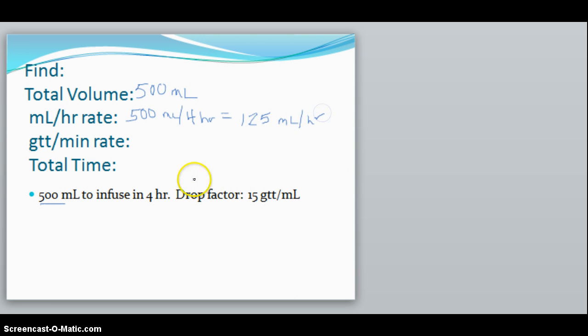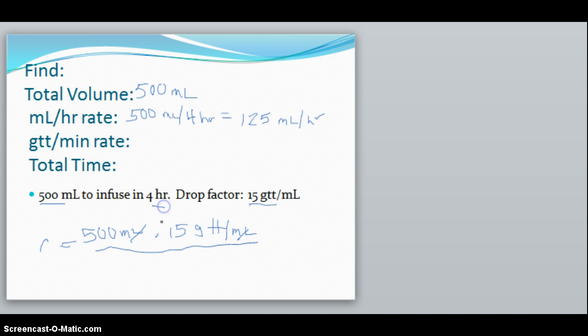And the next thing that I'm going to need to do is the drop per minute rate. So this is the formula that we just looked at. I know the rate here is equal to the volume, which is 500 milliliters, times the drop factor, which is also given to me right here, 15 drops per milliliter. And this is exactly what I was telling you before. The milliliters cancel, so the drop factor acts like a conversion factor, canceling that label, changing our volume into drops.